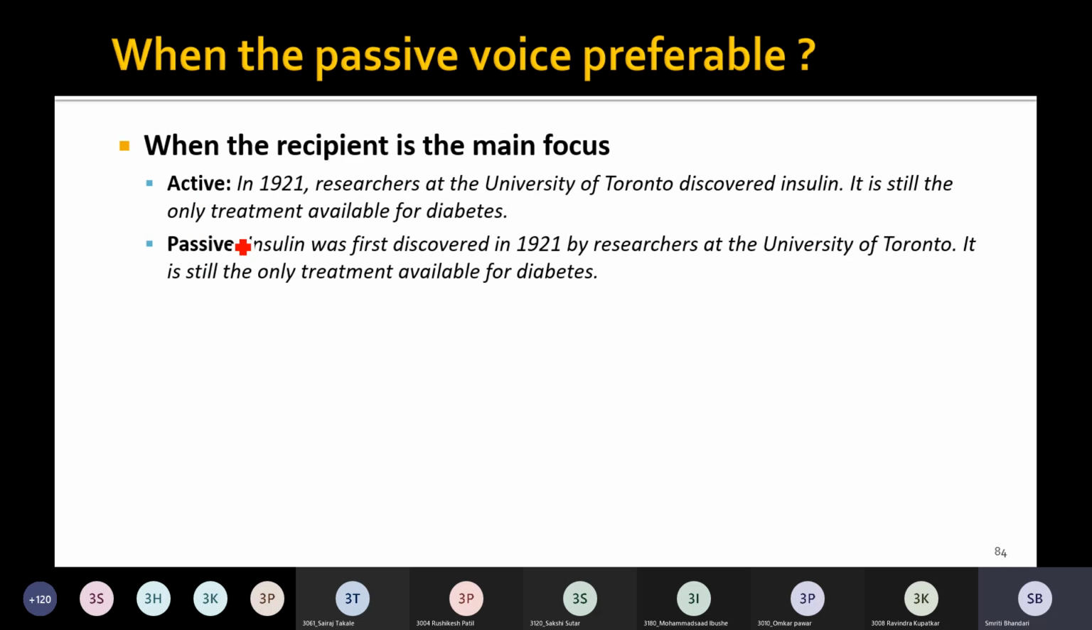If we compare these two statements, what do you feel? What is the main topic of discussion here? What is the main focus? We have written these two statements and these two statements. These two statements are in active voice, these are in passive voice. Let us focus upon the first statement.